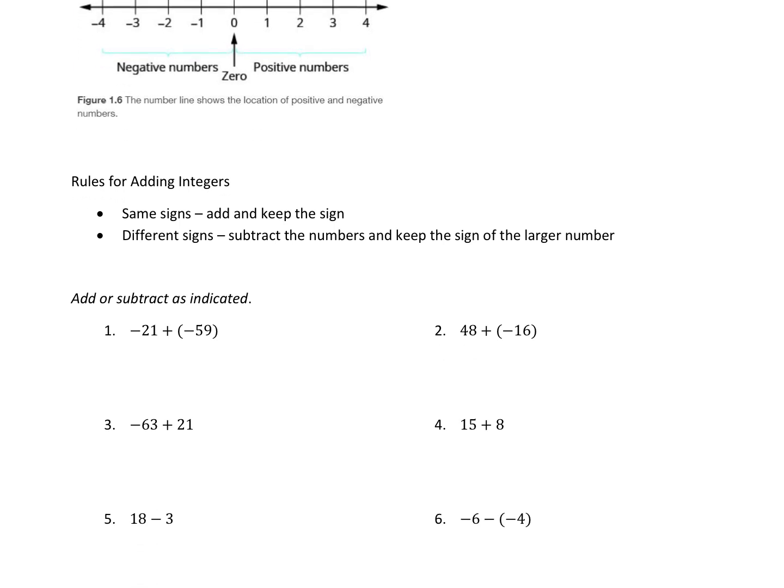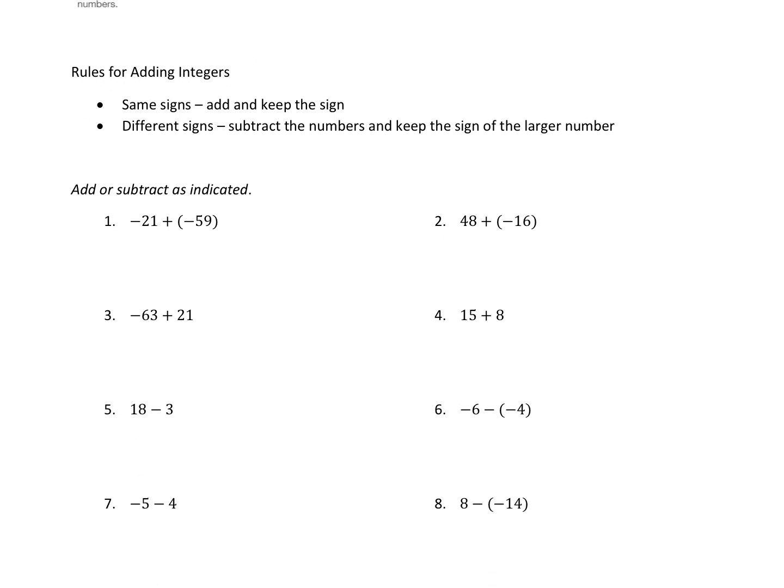So we have some rules for adding integers. If they have the same sign, we're going to add them and keep the sign. So if we're adding two positives, we add them and keep the sign of a positive. If we're adding two negatives, we're adding the numbers and keeping the sign negative.